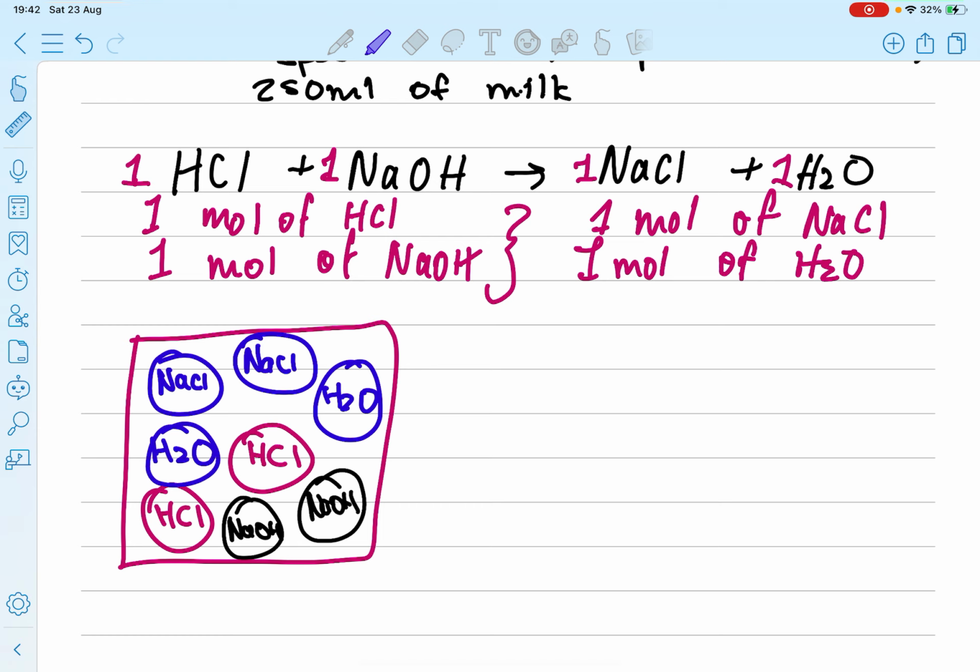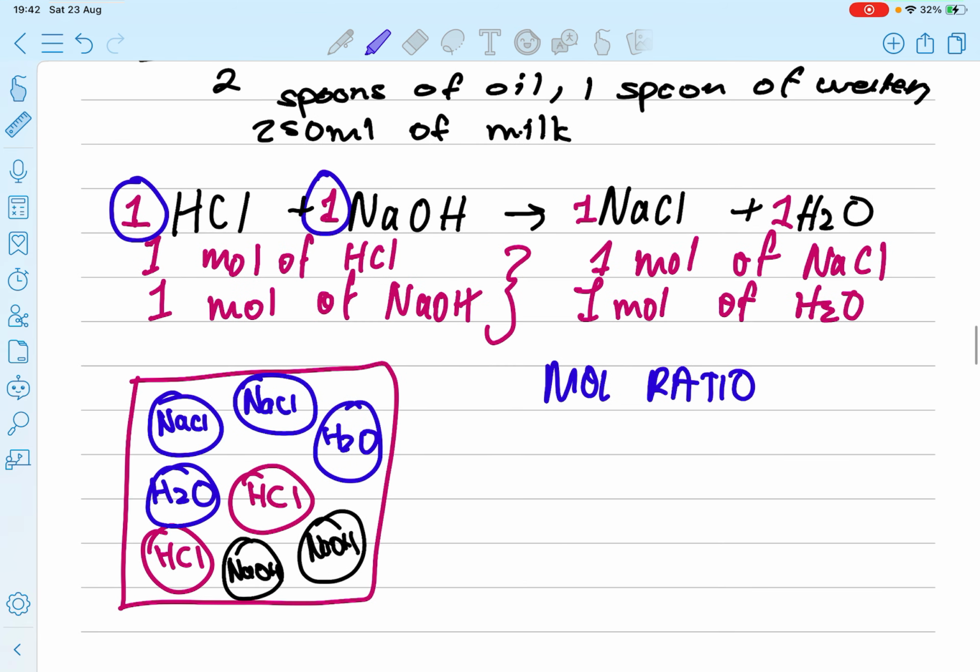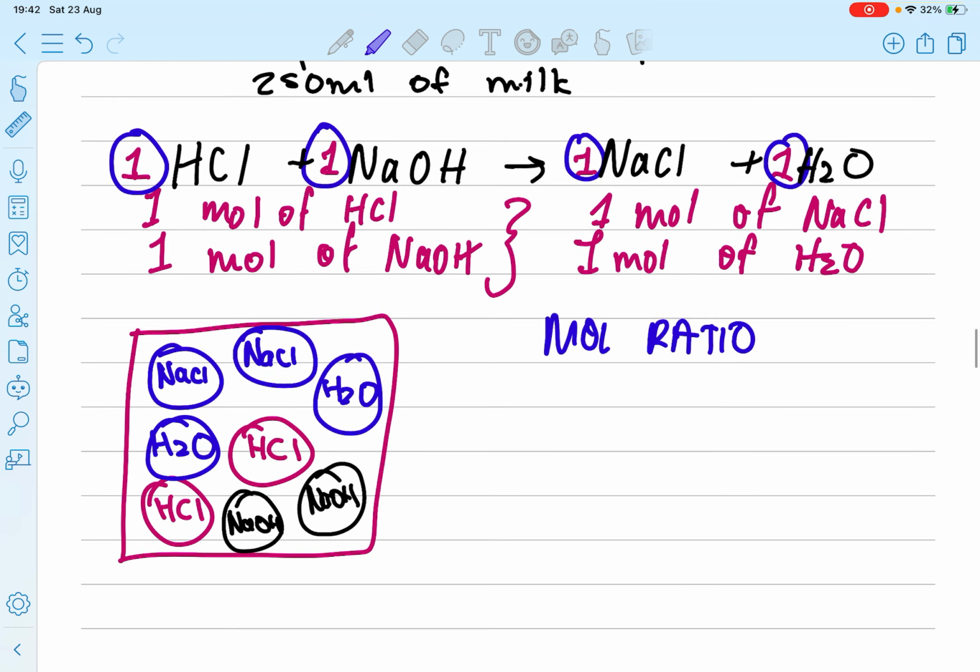That is our connection, and that connection is our mole ratio. It tells us a story. But emphasis on the fact that these numbers are an ideal ratio, where you have exactly 1 mole of hydrochloric acid and 1 mole of sodium hydroxide.